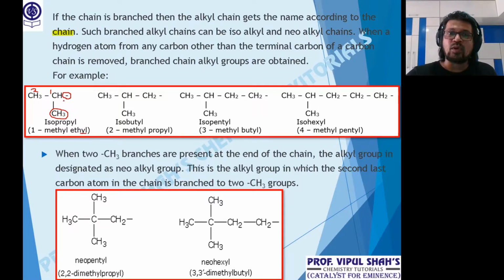So 1 methyl and again ethyl. Why ethyl? Because one valency is short. Don't call it 1 methyl ethane. Clear, everybody? Because one valency is short and it is attached to the main chain. So that's why if isopropyl is a branch, the IUPAC name will be 1 methyl ethyl.